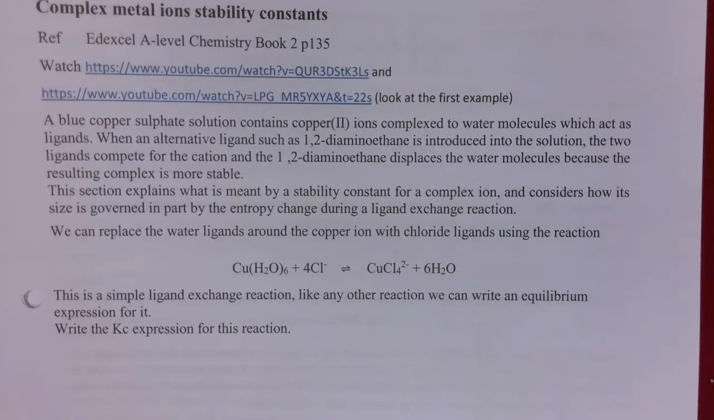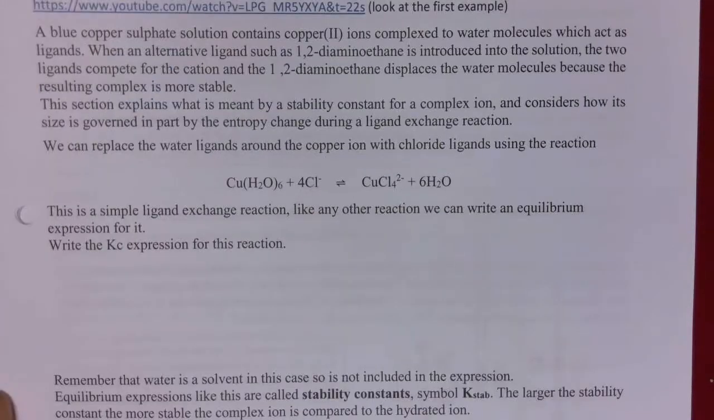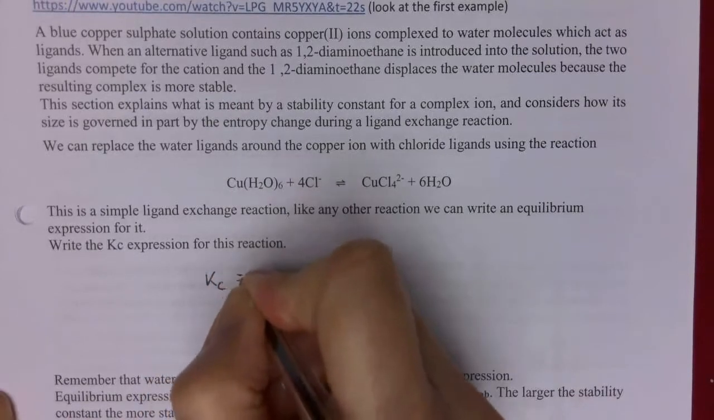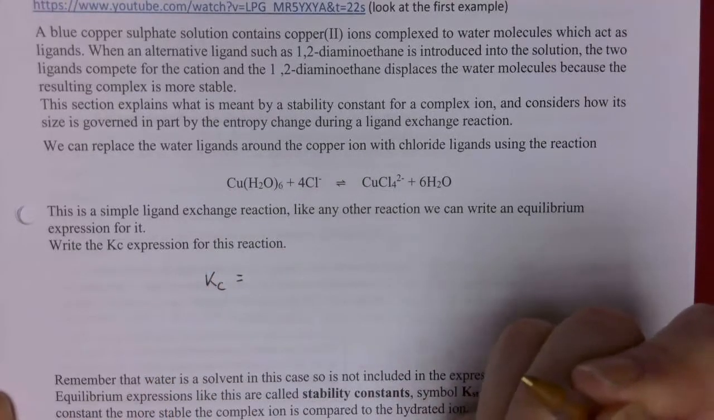Another example of this is, again, the hexa-aqua ions reacting with the chloride ions to make the chloro complex. The chloro complex is more stable than the water complex, so the equilibrium position lies well over to the right-hand side. But this is still an equilibrium reaction, so we can still write our Kc expression for it in exactly the same way that we would have done anything else.